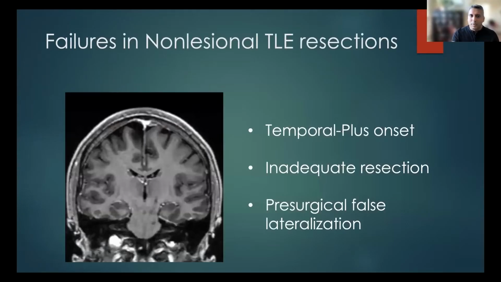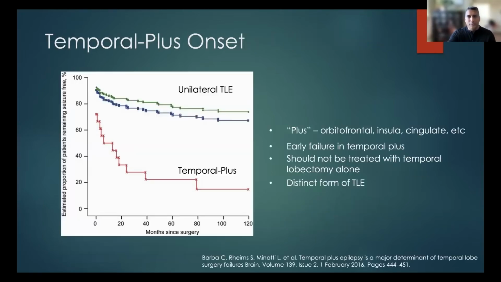So as I mentioned before, there's three categories. There's temporal plus onset. There's an inadequate resection, which can happen sometimes in other centers, and we see that not infrequently. And then there's something called pre-surgical false lateralization, and we'll talk a little bit about each of those. So what we know, first of all, is we'll talk about temporal plus onset.